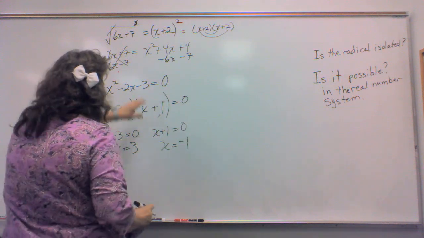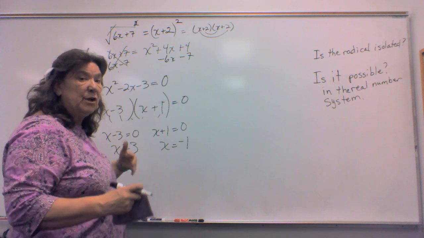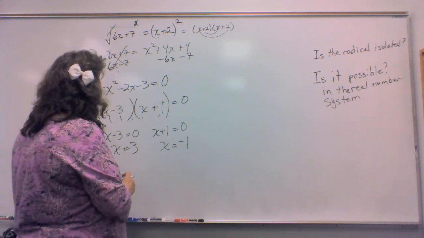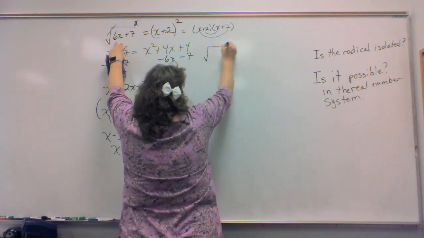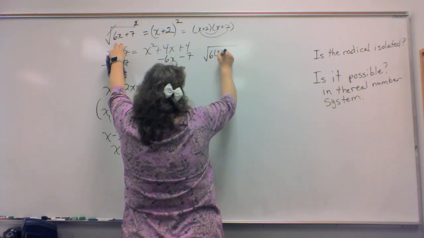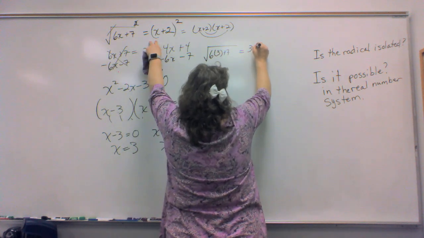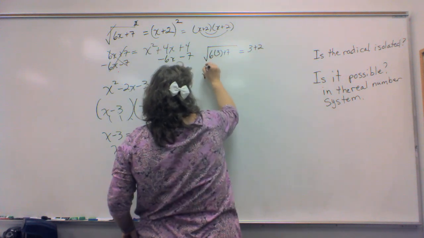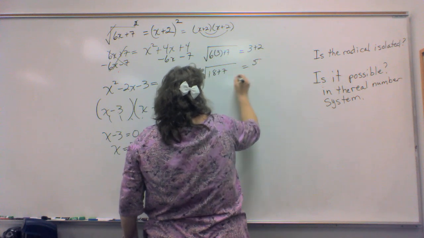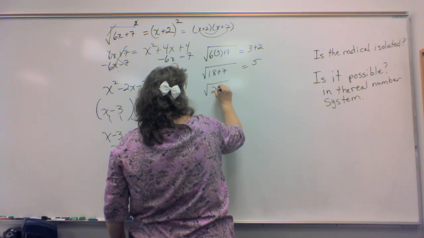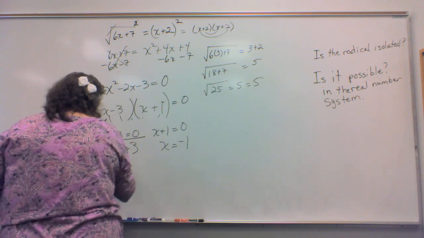But because we squared up there, we have to check these answers. There may be one of them that's not valid, so let's check it by putting it back into the original. So, square root 6 times 3 plus 7. Does that equal 3 plus 2? So square root 18 plus 7, and 3 plus 2 is 5. 18 plus 7 is 25. That equals 5. So yes, this one is valid.